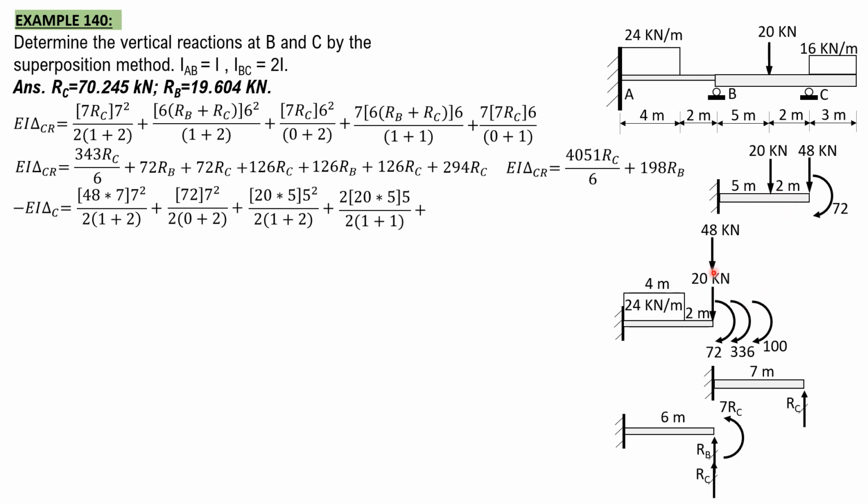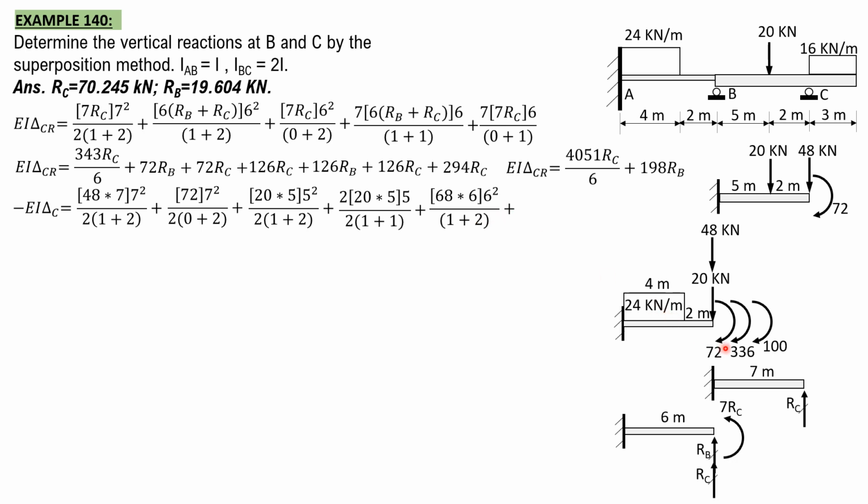Now let's have the accounting for this portion here, which contributes deflection at C also. So plus 68 times 6, 68 is 48 plus 20, that's 68. The moment here at the wall is 68 times 6. The length is 6 square over 1 degree plus 2.